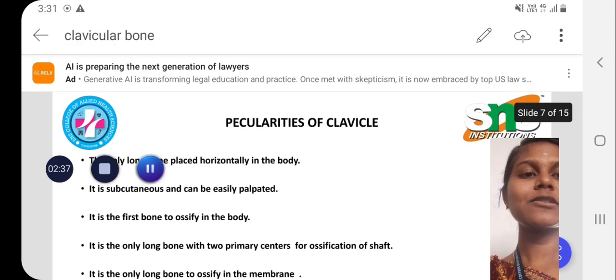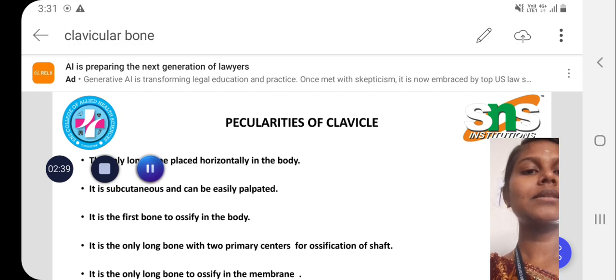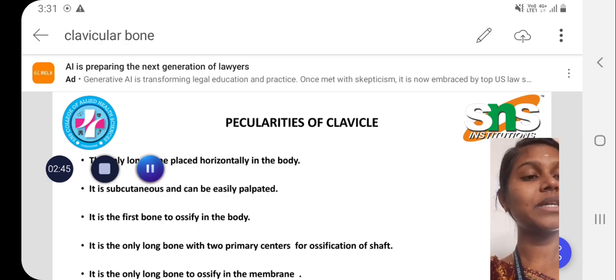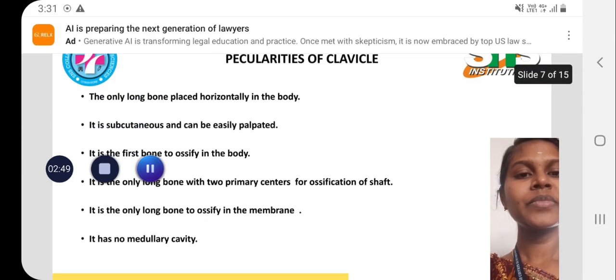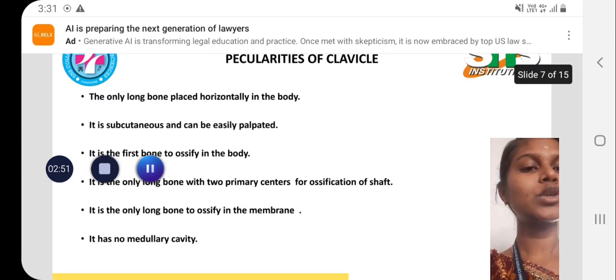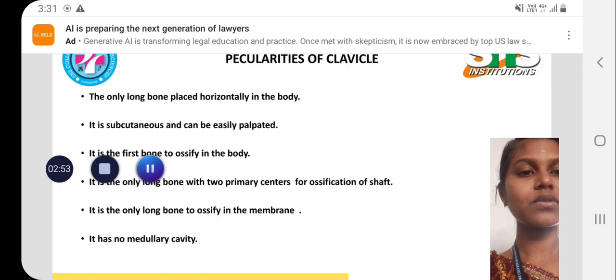General peculiarities of the clavicle are: it is a long bone placed horizontally in the body. It is subcutaneously present and can be easily palpated. It is the first bone to ossify in the body. It is the only long bone with two primary centers of ossification for the shaft. It is the only long bone to ossify in membrane. It has no medullary cavity.